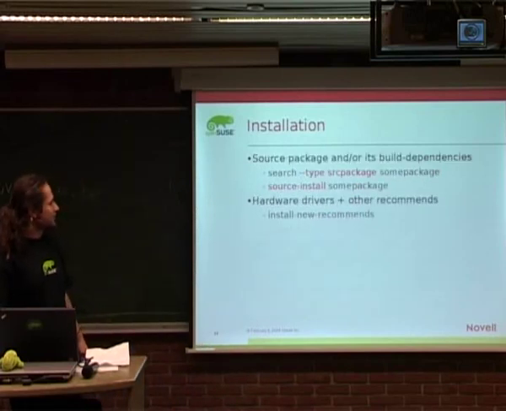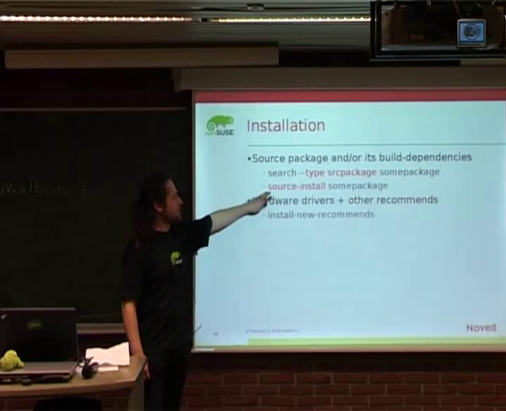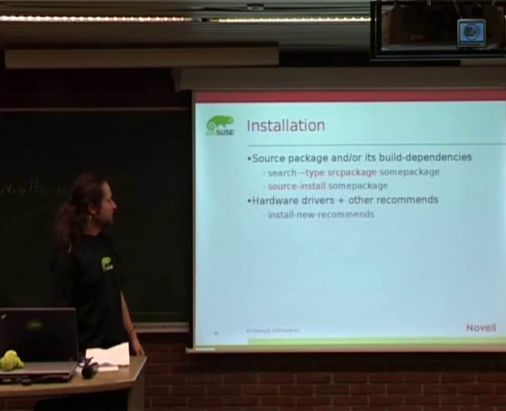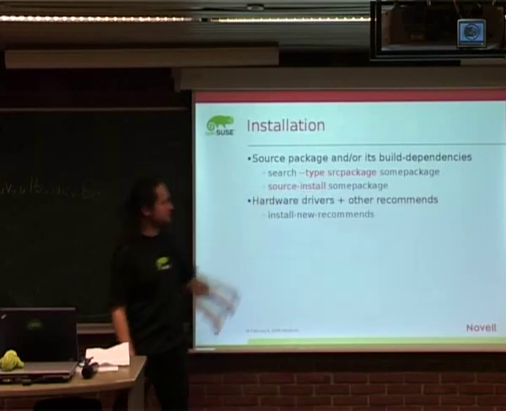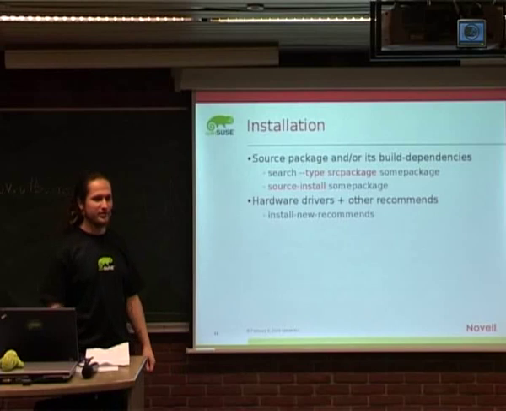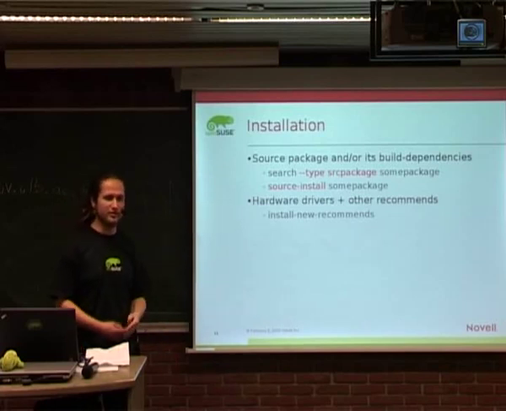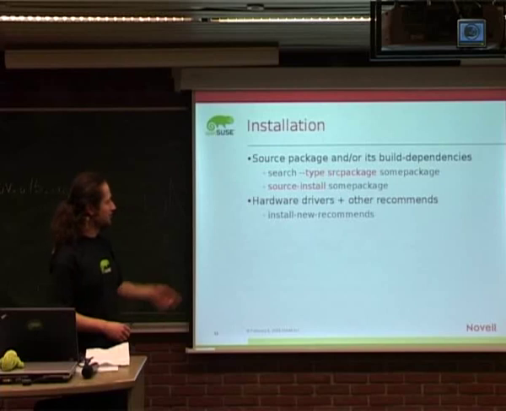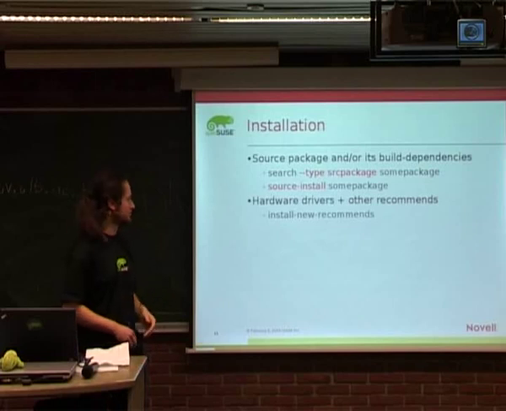This is one of my other favorite features of Zypper. You can install source packages and their build dependencies. This is very handy for developers. Just search for source packages in your repository, like with the pattern case. And if the repository contains source packages, it will list them, and you use the package name in the source install command. It will install the source package and all of its build dependencies, which are not installed yet. There is also an option to install only the build dependencies or only the source package.